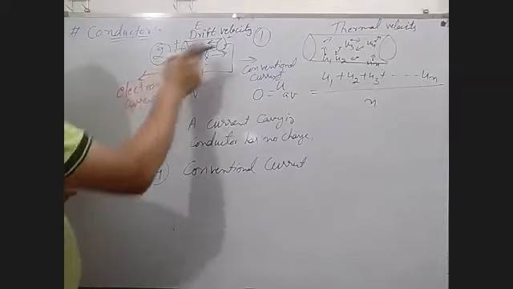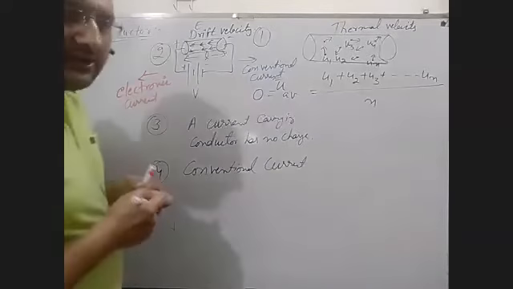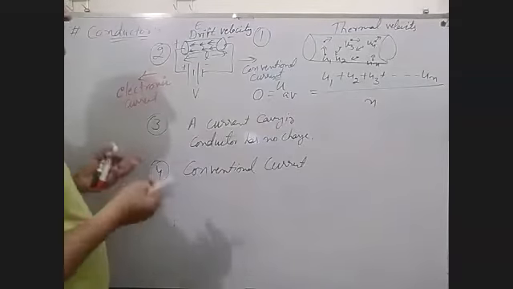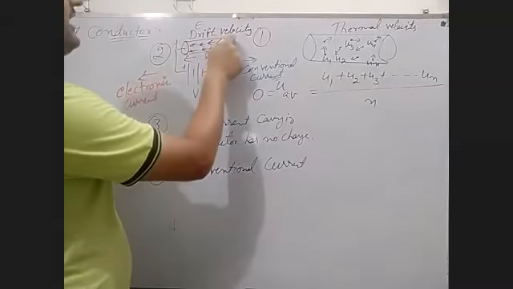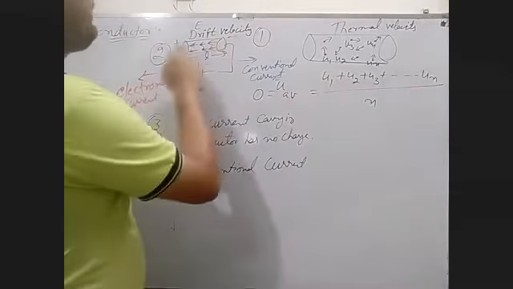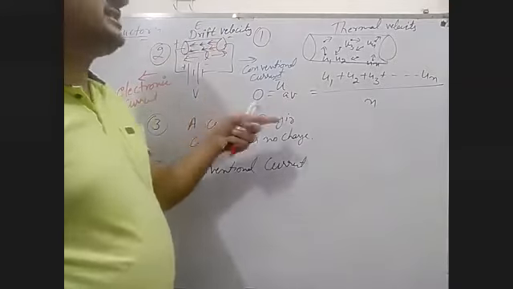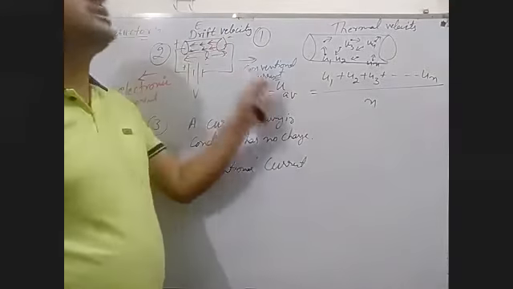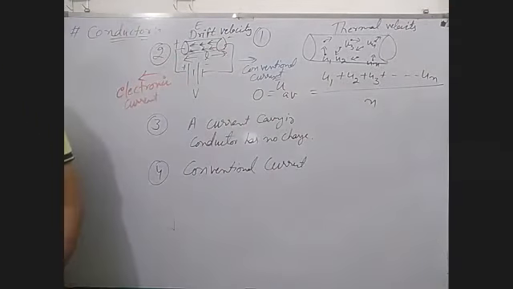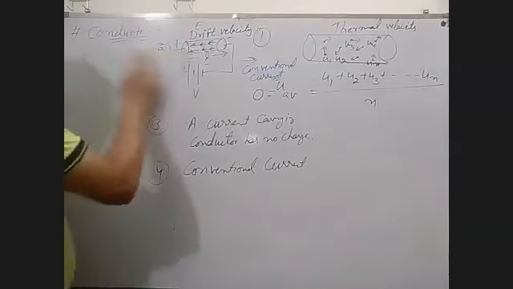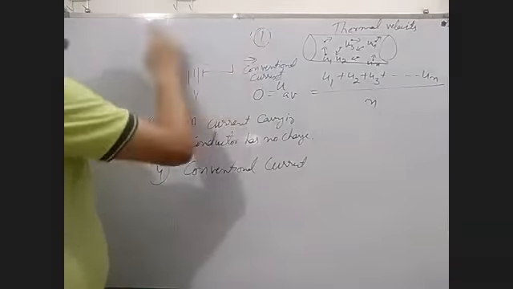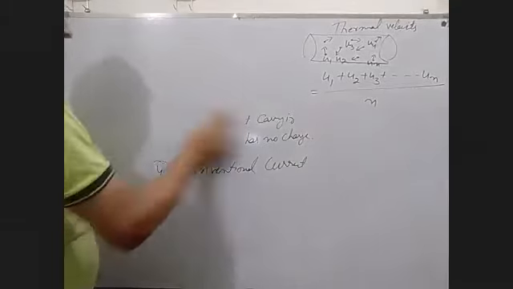If the question is, what is the direction of electronic current? Then you can say negative to positive. But what is the direction of conventional current? Then positive to negative. All these things you should know before starting this chapter, because the next topic is very important for you.